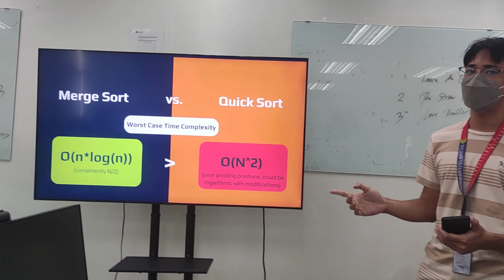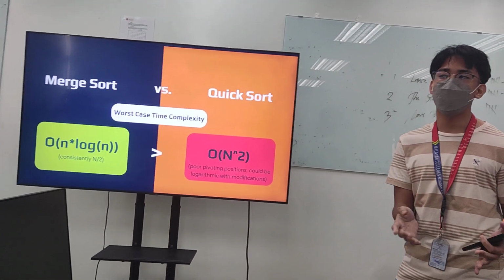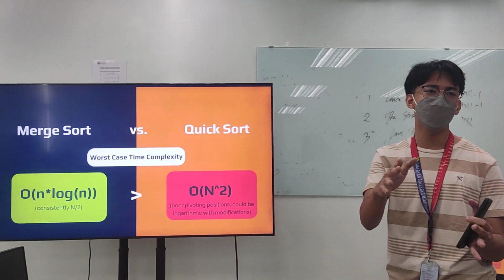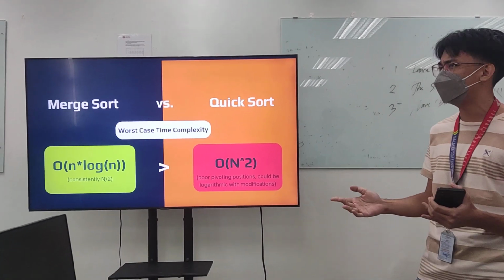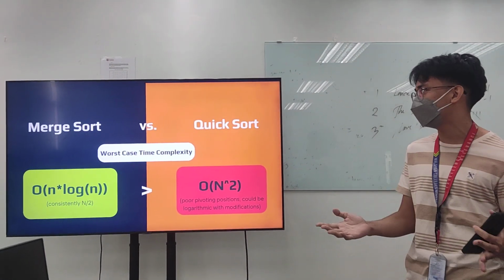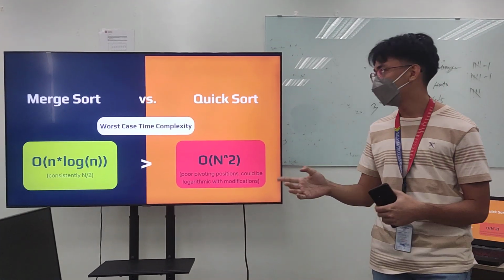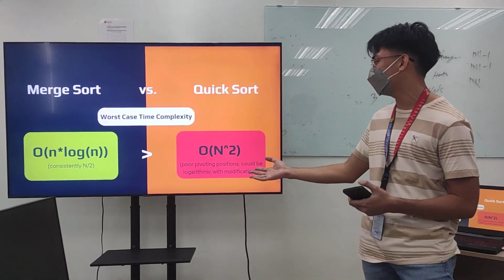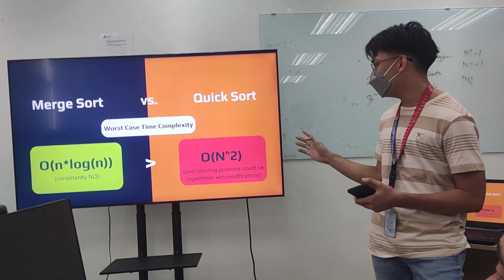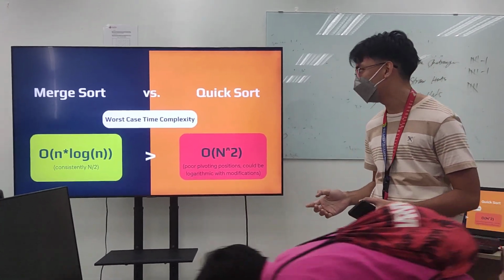While in QuickSort, there are tendencies that the pivoting is on the worst position as much as possible. If ever, it's always on the worst position. Therefore, it will reach n squared. But there are some workarounds so that QuickSort will be logarithmic time.